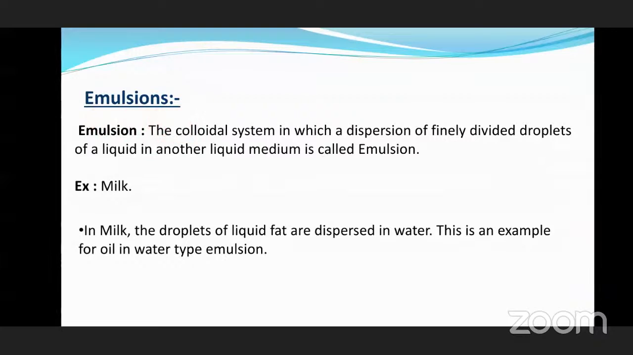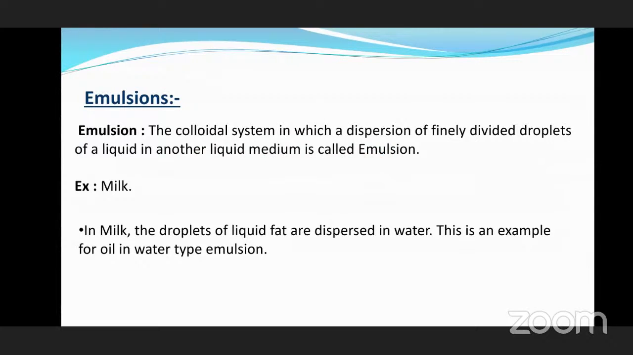In the previous class we discussed emulsions. Emulsions are nothing but what? Liquid. Here the disperse phase is liquid and the disperse medium is also liquid. Both are liquids. This type of phenomenon is called emulsions. Definition of emulsions: a colloidal system in which a dispersion of finely divided droplets of liquid is in another liquid.